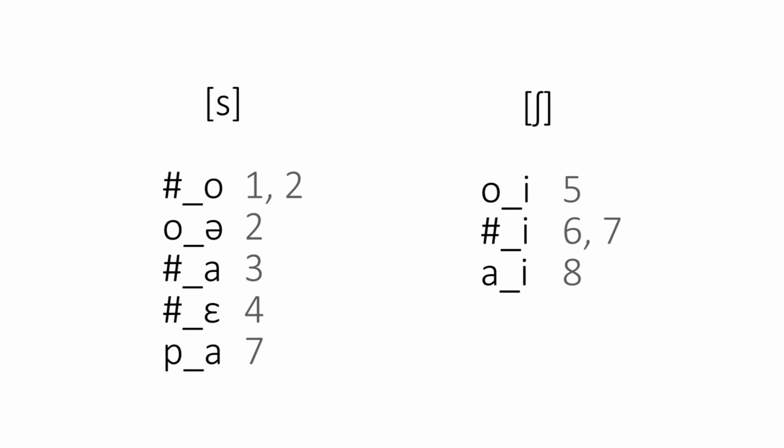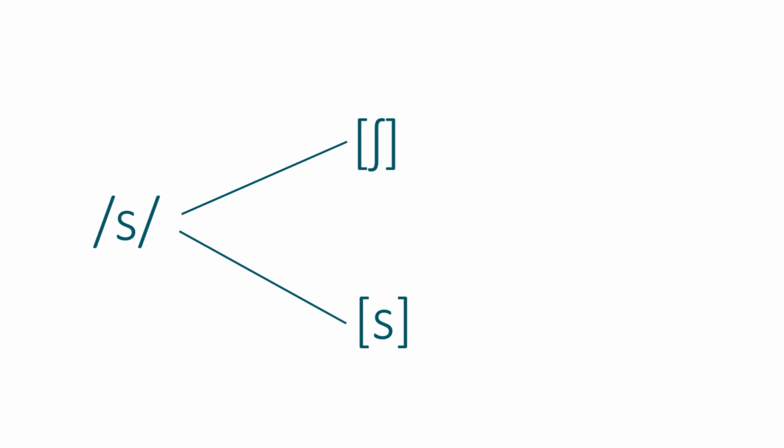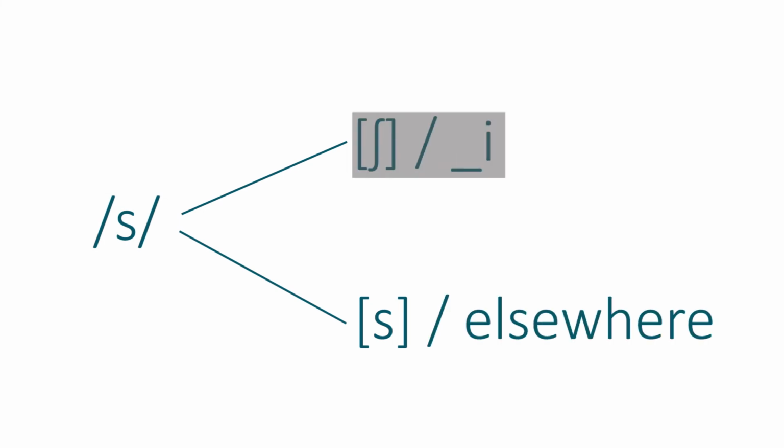So what we are going to do is write a rule here. Of course, we said it's a case of complementary distribution, which means both sha and sa are allophones of the same phoneme. And this phoneme is sa because it appears in more environments. It becomes sha only when it's followed by e. In Korean, this is what happens.